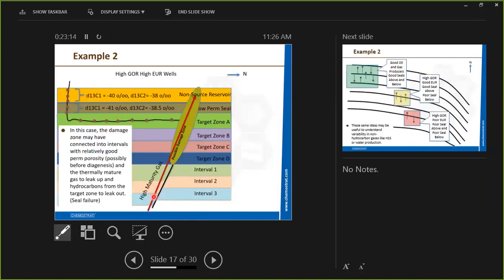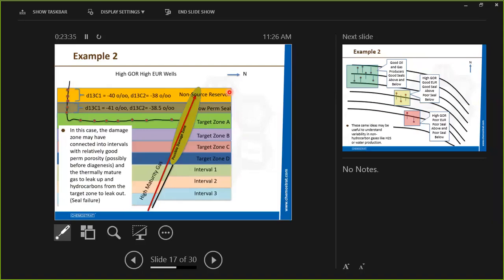So you may have a damage zone that goes not just into this target zone A, but all the way up into the low perm and the non-source reservoir. So it's basically a breached track, a breached seal. And so the gas is able to leak all the way up into this target zone and into this interval that may be a non-source reservoir, and it goes to the blue sky perhaps.